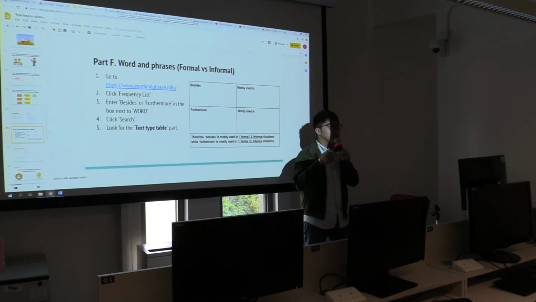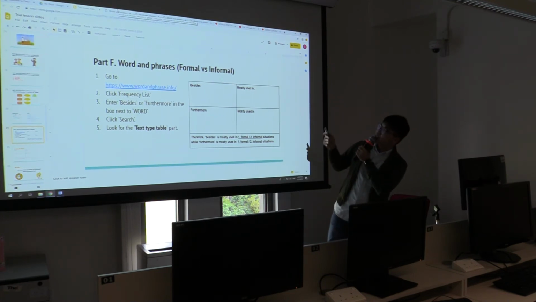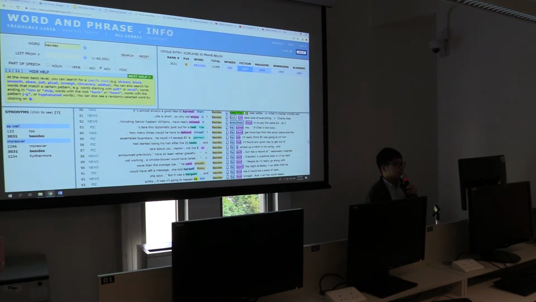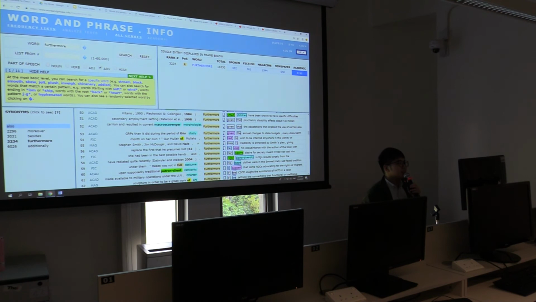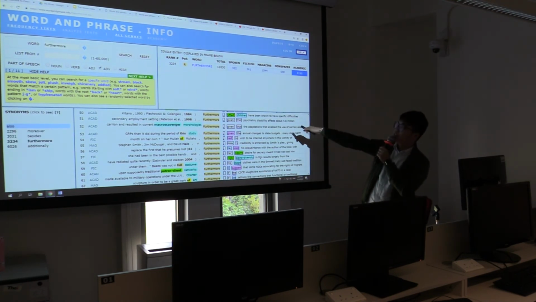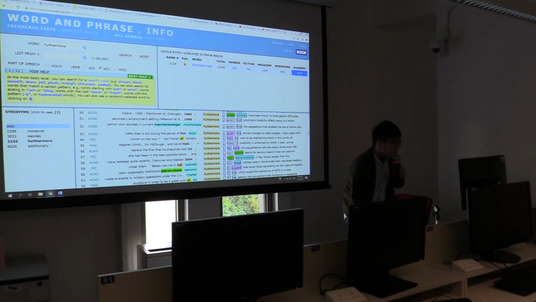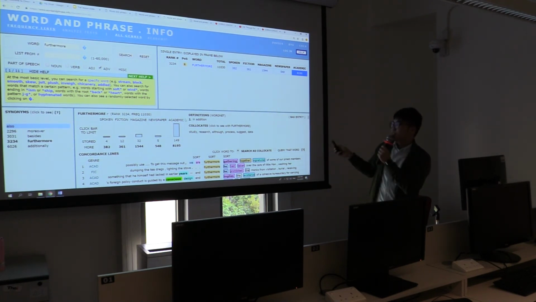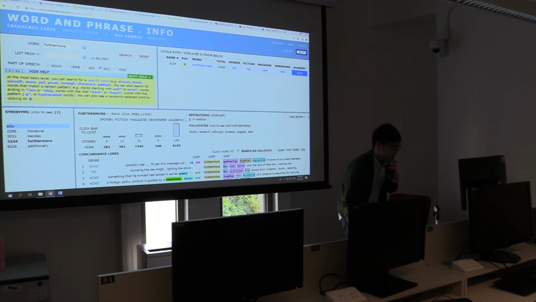Okay, so I can see that most of you have got the answers already. So I'm going to show you on the projector. I think we can start with furthermore, because it's easier. So please look at the screen. Furthermore is mostly used in academic contexts, academic genres. For example, your essays, your research proposals, or other projects. So you will use furthermore in these text types.